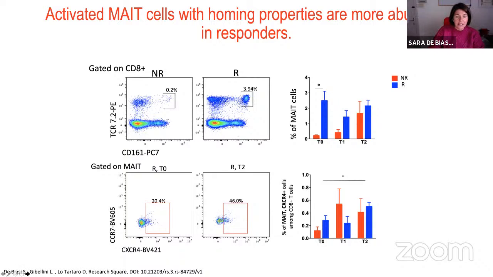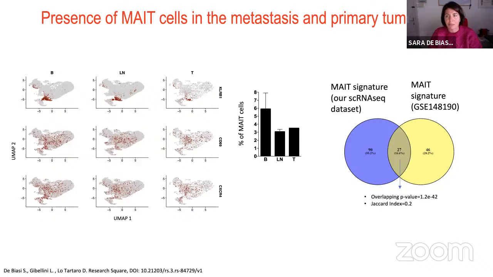So we hypothesized that these cells were able to migrate into the metastasis and primary tumor site. Unfortunately, we couldn't have skin biopsies from patients during therapy. So Dr. Domenico Tartaro performed a GSEA analysis to analyze if these cells were able to migrate into lymph nodes and tumor. And what we find out is that these MAIT cells, characterized by the expression of KLRB1, CD69 and CXCR4, were able to go into the tumor, and we found a really high overlapping p-value between our MAIT signature and the MAIT signature of published data. So we suppose that these cells are able to migrate into the metastasis.